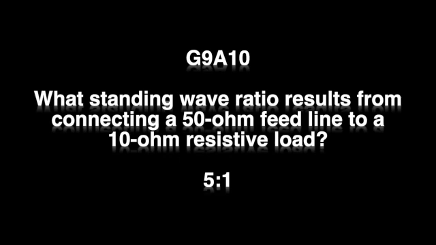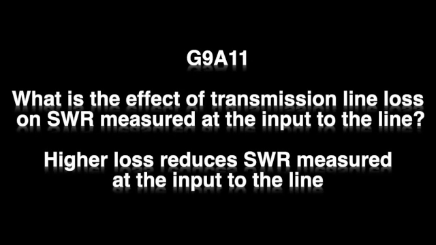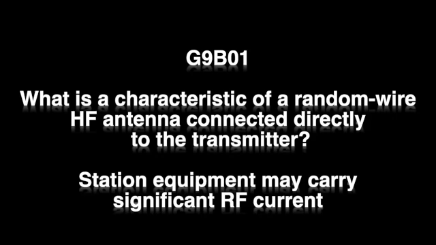G9A10. What standing wave ratio results from connecting a 50 ohm feedline to a 10 ohm resistive load? 5:1. G9A11. What is the effect of transmission line loss on SWR measured at the input to the line? Higher loss reduces SWR measured at the input to the line. Group G9B, basic dipole and monopole antennas. G9B01. What is a characteristic of a random wire HF antenna connected directly to the transmitter? Station equipment may carry significant RF current.